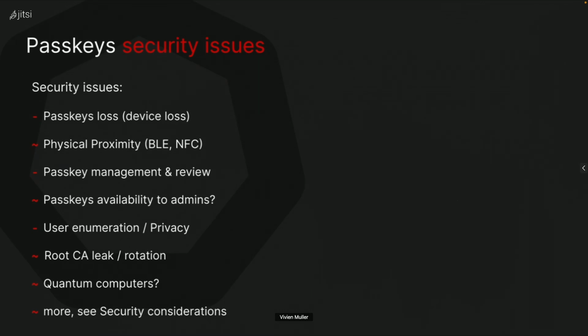So we touched on passkey loss. We've touched on physical proximity. If an attacker is within range, they could potentially use that. It's not trivial, so I'm not considering this a big issue. But if you're a journalist or a whistleblower, this might be interesting information for you.